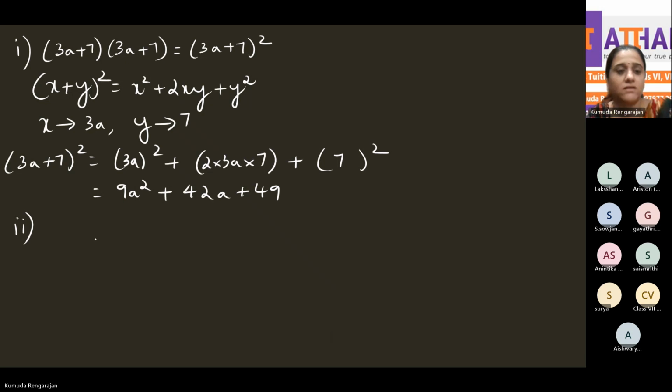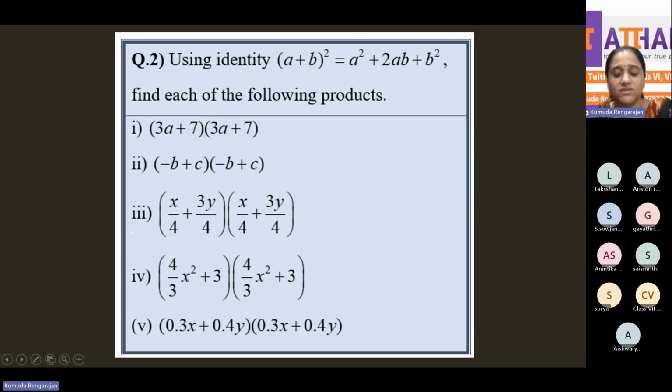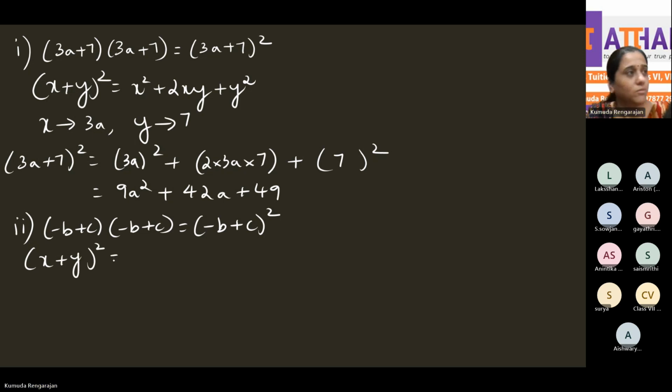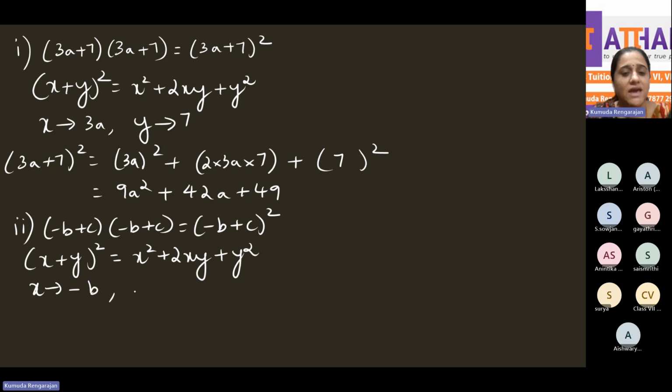Okay. The next one, minus b plus c into minus b plus c, which is minus b plus c the whole square, because minus b plus c is multiplied with itself. So this is like x plus y the whole square, which is x squared plus 2xy plus y squared, wherein x is minus b and y is c.